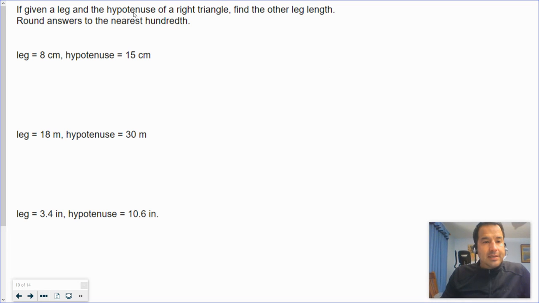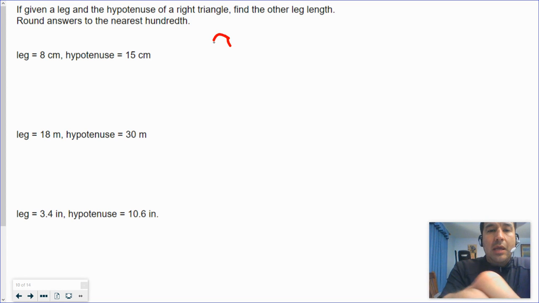Last set. We did these yesterday. So what if they tell us, don't draw a triangle, just give us the information, say a leg and a hypotenuse? It's the same thing. All right, here we go. I'm going to do the first one with you. Do it with me, and then after that, try B and C, or the last two, on your own.